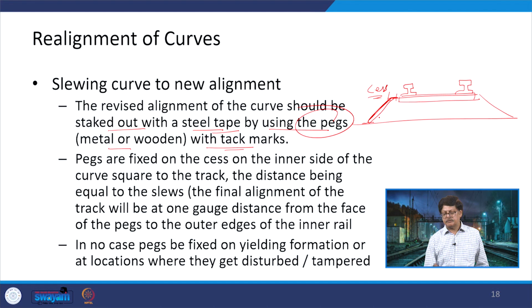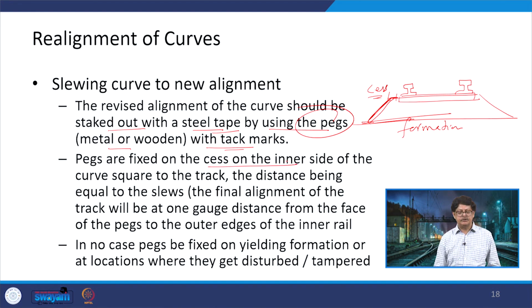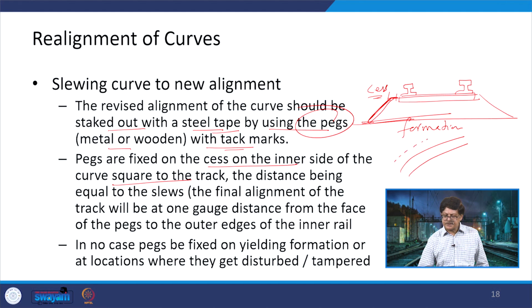So, it can be in the formation area, but the formation which is there here should not be a yielding formation. Now, pegs are fixed on the cess on the inner side of the curve, square to the track. So, that means if you are talking about this track and this is the cess up to which it is coming, at 90° these pegs are being placed, and that defines that at this particular distance it is there. So, it is the field engineer who will go there and has to make it correct, right, that is easier for them.